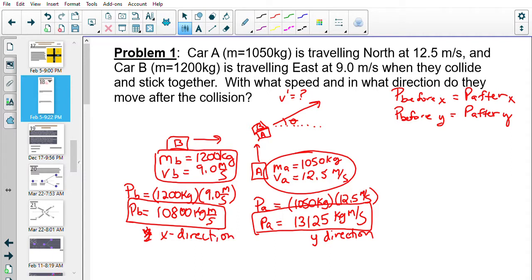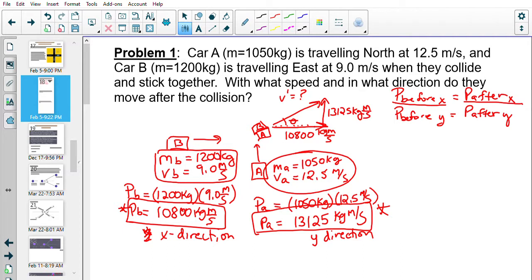And what we know is that your total x before equals your total x after. So there's only one momentum in the x direction before, so that entire 10,800 is the momentum in the x direction afterwards. 10,800 kilogram meter per second. And we know that the entire y before equals the entire y afterwards. So the y component for both cars is 13,125 kilogram meter per second.